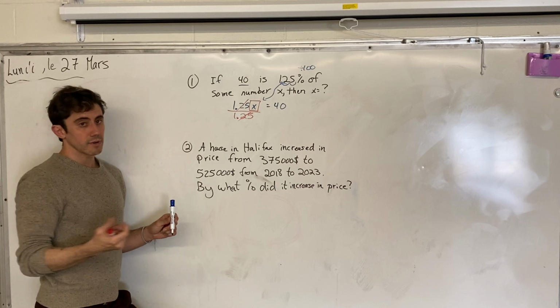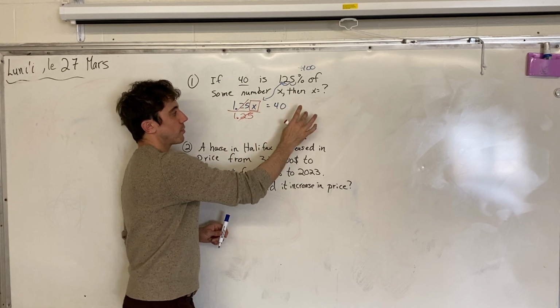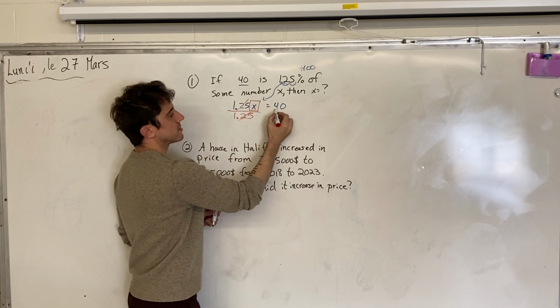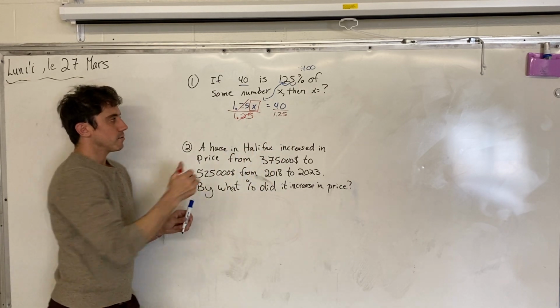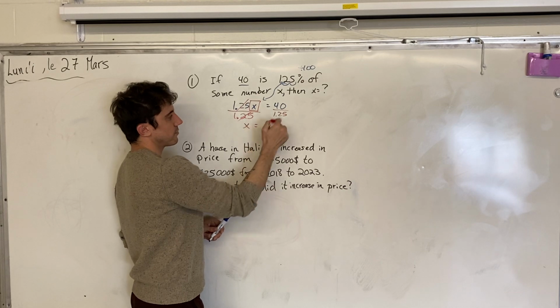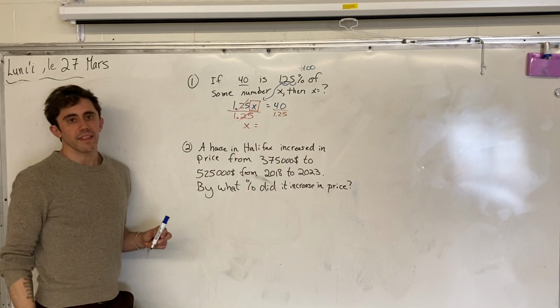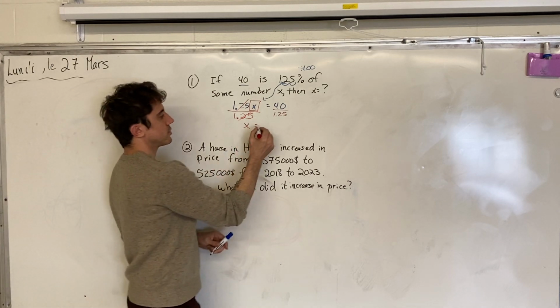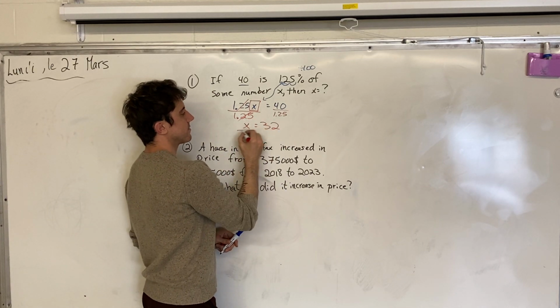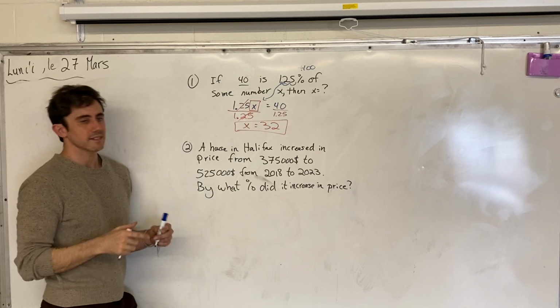The central rule of algebra is we always do the same thing on both sides of the equal sign. So we'll divide 40 by 1.25 as well. Now we're left with x equals 40 divided by 1.25. You can use a calculator if you like, but I assure you that the answer is 32. And so we get x equals 32.